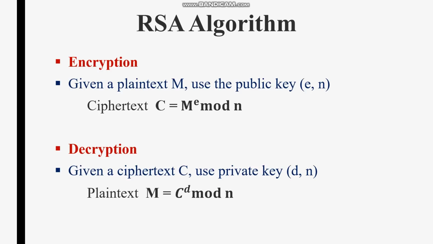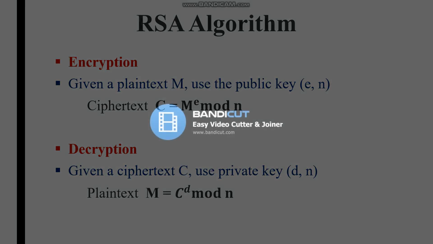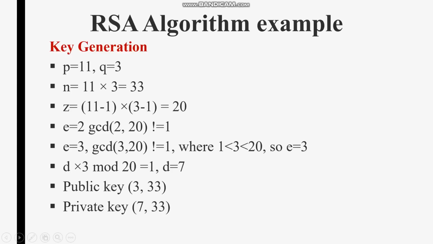Now let's do an example on RSA. Let us assume P is equal to 11 and Q is equal to 3. We have taken two numbers, P is 11 and Q is 3. How do we calculate N? N is equal to P into Q, which is 11 into 3, that is 33. And how do we compute Z?